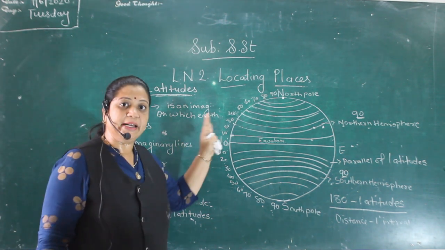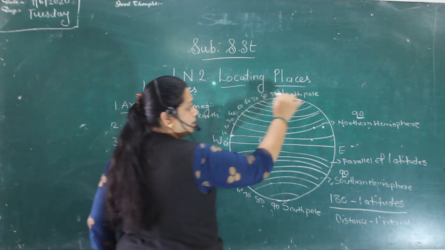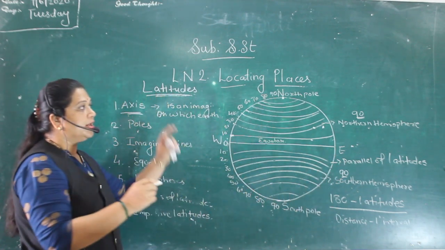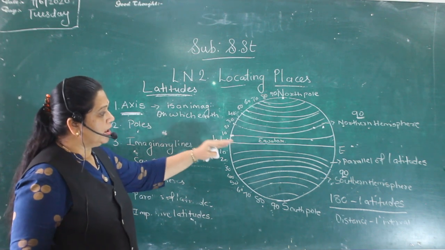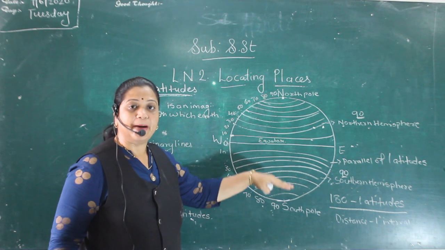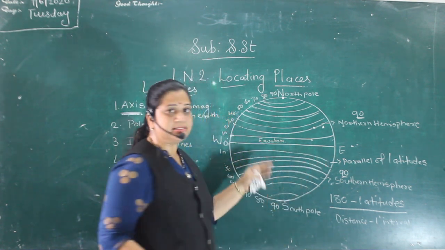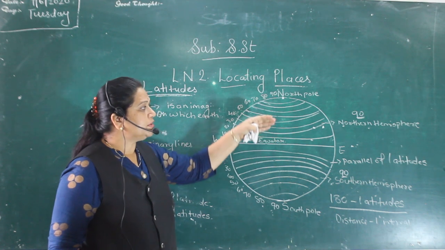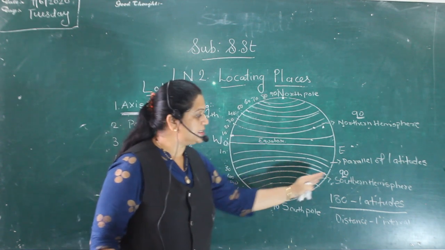Now children, I will repeat one thing again, as these are the important points regarding the latitude. This is the globe which depicts the actual shape of the earth. Our earth is spherical in shape. The imaginary line on which our earth rotates is called the axis, and the line which divides our earth into two equal parts is called the equator. The latitude which divides the earth into two equal parts is called the equator. Equator is the longest latitude, and the part of the earth which lies towards the north is called the northern hemisphere. The part which lies towards the south is the southern hemisphere.